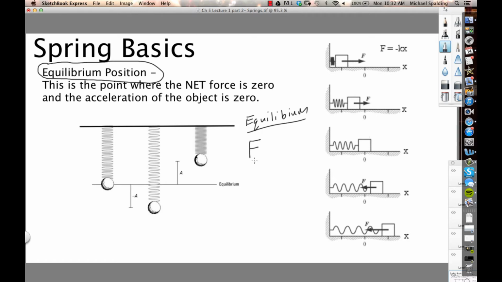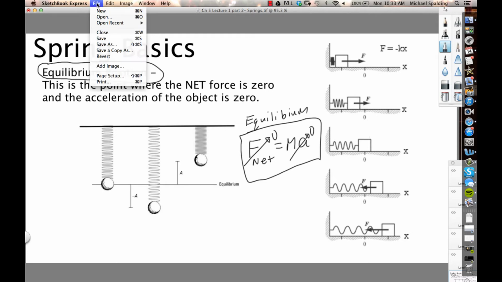Nice. Remember last chapter, this was the main equation: F net equals ma. If an object is in equilibrium, the net force is zero, but if the net force is zero, what else is zero? The acceleration. So equilibrium means no net force and no acceleration. This applies to springs here. So I want you to look at this situation.